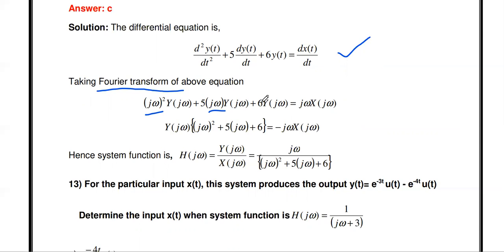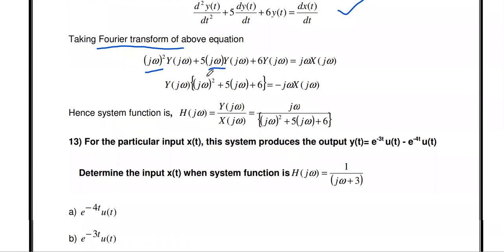Similarly, plus 6 into the Fourier transform of y of t, which is capital Y of j omega. And the Fourier transform of dx of t divided by dt is j omega into capital X of j omega. Then on the left side, you see Y of j omega is common, so you take it outside. We can write (j omega squared plus 5 j omega plus 6) Y of j omega equal to j omega into X of j omega.